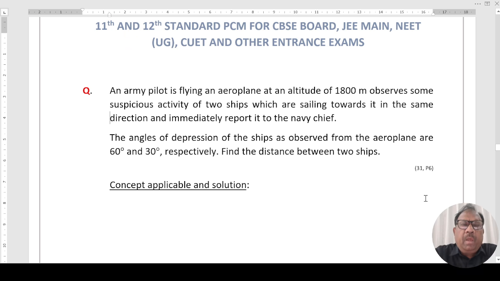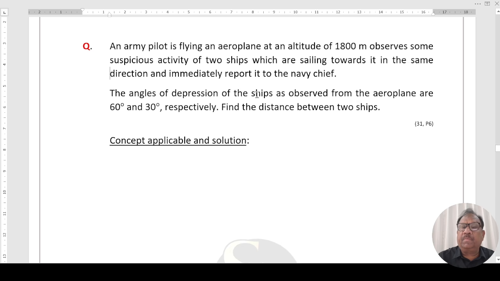Question is, an army pilot is flying an aeroplane at an altitude of 1800 meters. He observes some suspicious activity of two ships which are sailing towards it in the same direction. Immediately he reports to the base. The angles of depression of the ships as observed from the aeroplane are 60 degree and 30 degree respectively. Find the distance between the ships.